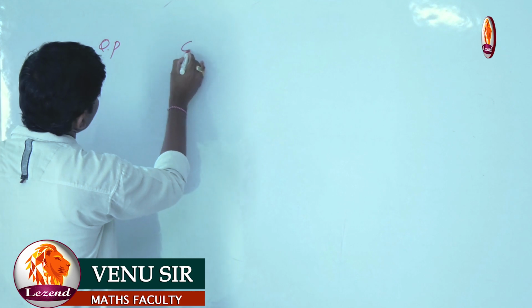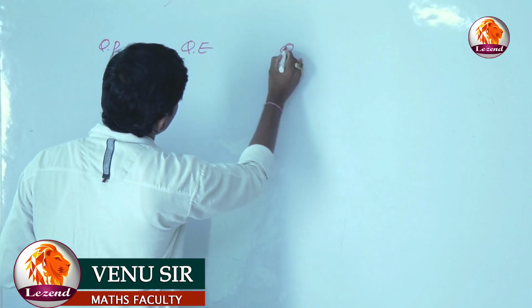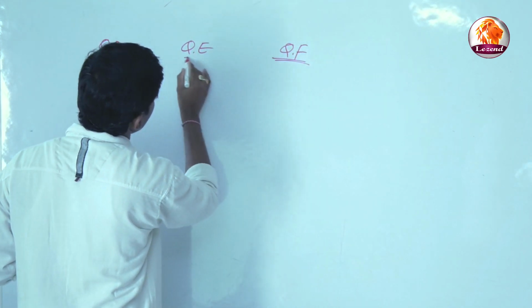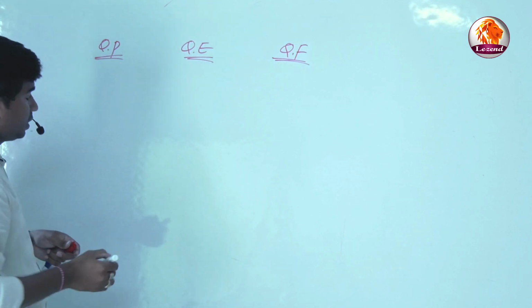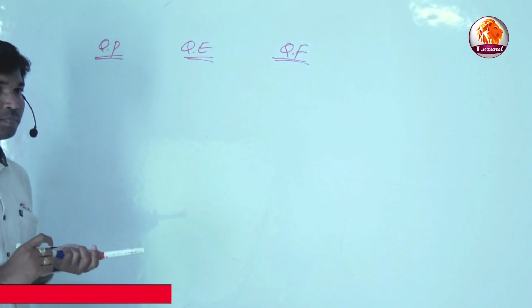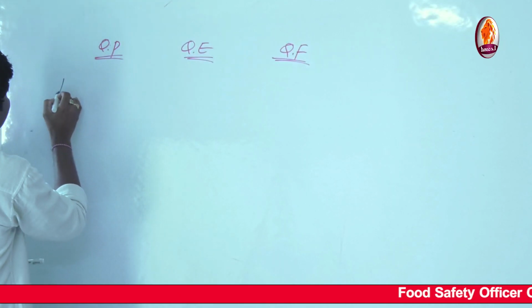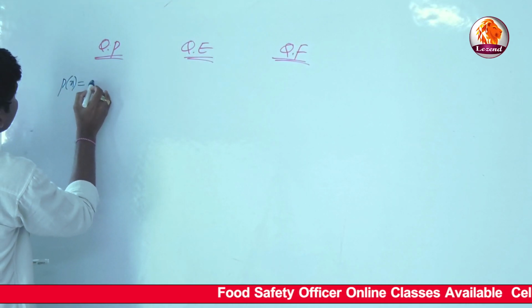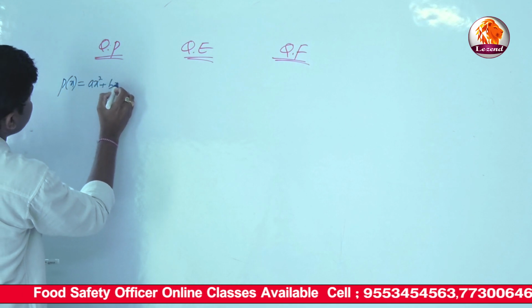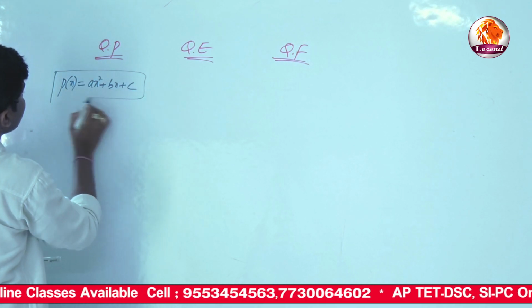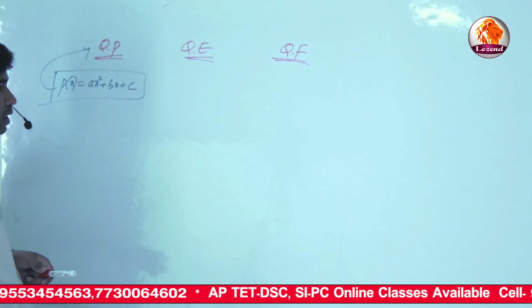Quadratic polynomial, quadratic equation, quadratic function. Quadratic polynomial means p of x is equal to ax square plus bx plus c. This is the standard form of a quadratic polynomial.